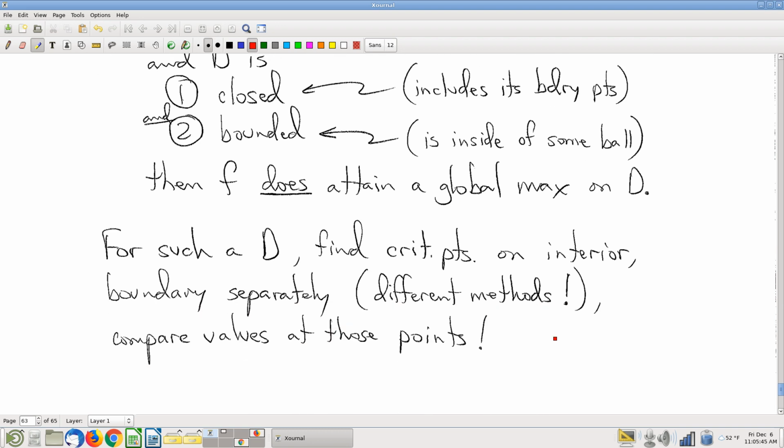Okay. Just keep in mind, we've got one means for finding critical points in the interior, and we have another means for finding critical points on the boundary. And so just make sure to check both of them, right? You got to find critical points in both areas.